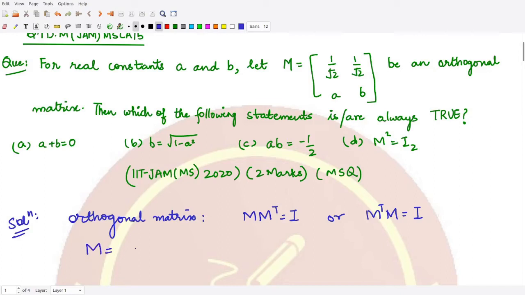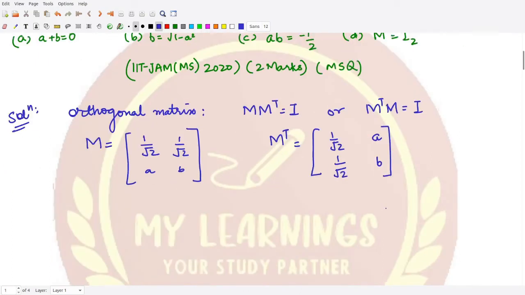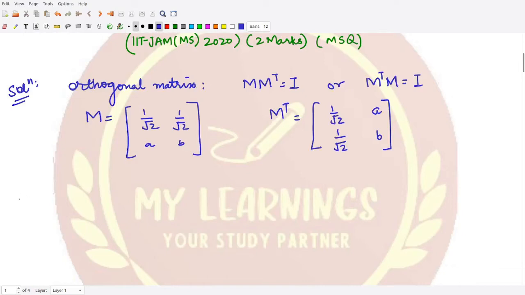Here we have M as the given matrix, 1 by square root 2, 1 by square root 2, A and B. So we can calculate the transpose of this matrix. M transpose is obtained by just exchanging the rows with the corresponding columns. The first row in the matrix M now becomes the first column, and the second row becomes the second column, right?